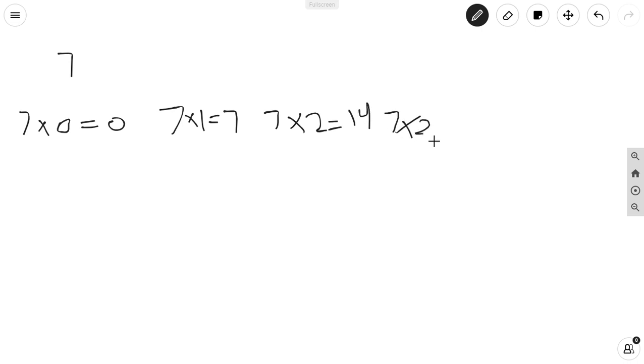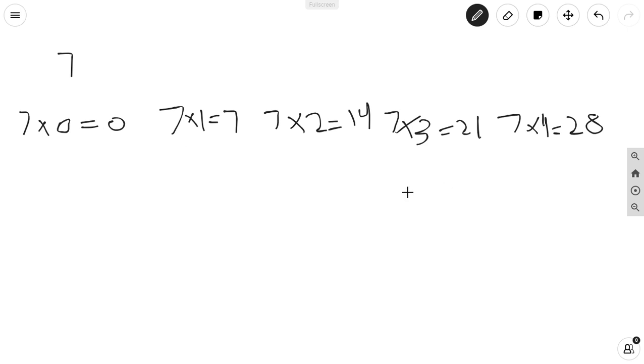So 7 times 0 equals 0. 7 times 1 equals 7. 7 times 2 equals 14. 7 times 3 equals 21. 7 times 4 equals 28. So these are the first 5 multiples of 7 starting at 0, right? That's a multiple: the result of a multiplication problem involving whole numbers or integers.